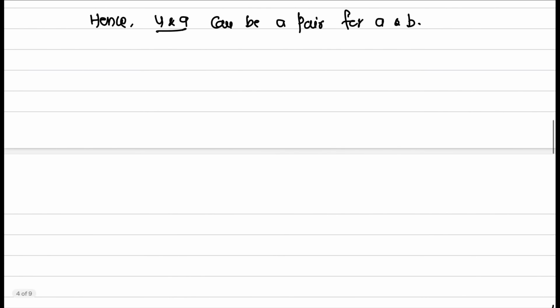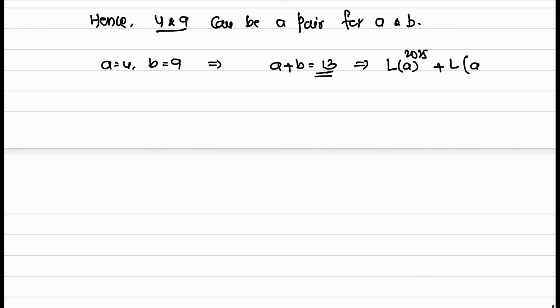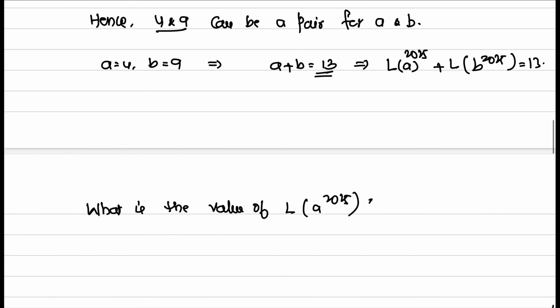Now, let us see whether it is correct or not. Let me say a is equal to 4 and b is equal to 9. A plus b is equal to 13. That implies the last digit of a to the power of 2025 plus the last digit of b to the power of 2025 is equal to 13. That's what we came to a conclusion. But however, we will cross check. What is the value of the last digit of a to the power of 2025? This is our question.